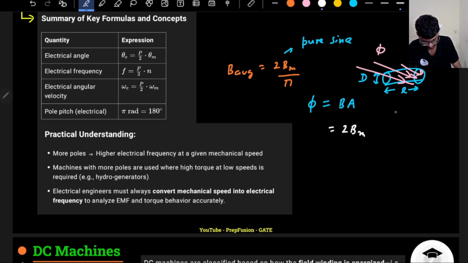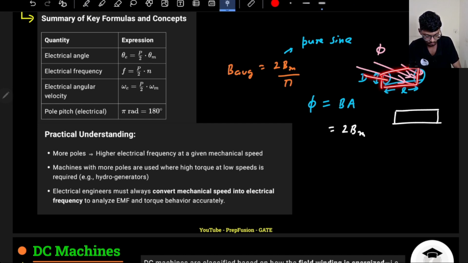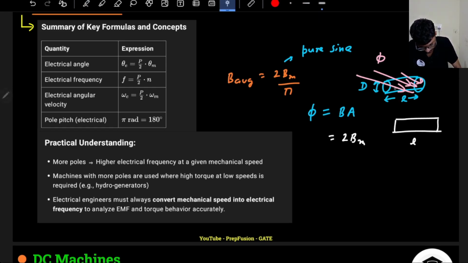And what is the area that I am observing? In the 2D figure, it is just like a rectangular portion. The flux is cutting the rectangular portion, whose length is L. Actually here, the flux lines are cutting all over the place, throughout the cylinder.